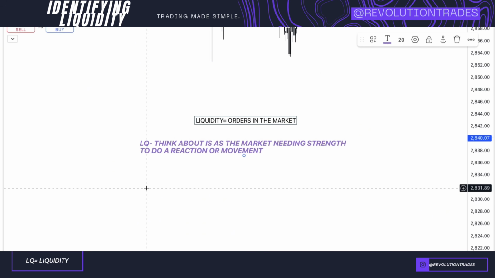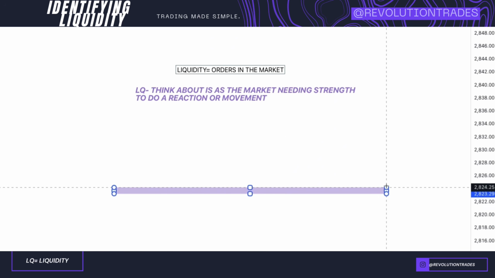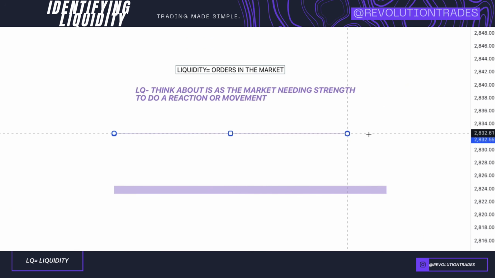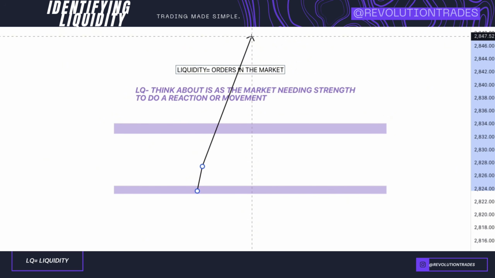The reason why I like to look at it like this is because let's just say, I'm going to draw something, okay? We have a support and we have a resistance level, okay? Support meaning floor, resistance meaning ceiling, okay? When price, let's just say we're at a support, if price does not have enough strength to continue pushing up, what is it going to do, guys? It is going to reverse, it's going to collect orders, aka liquidity, to then be able to fly up to do the reaction or the movement it wants to do.